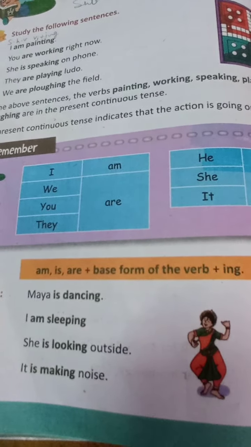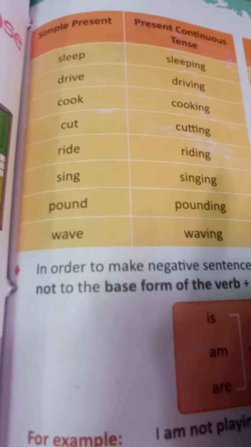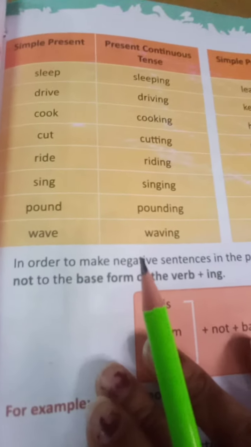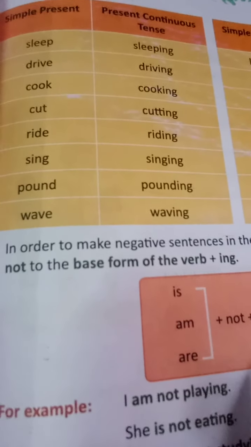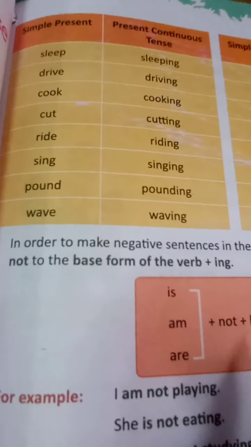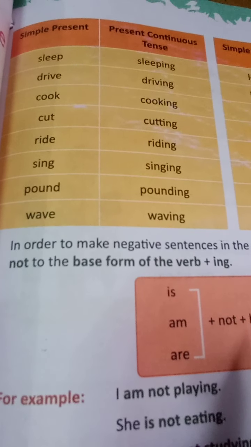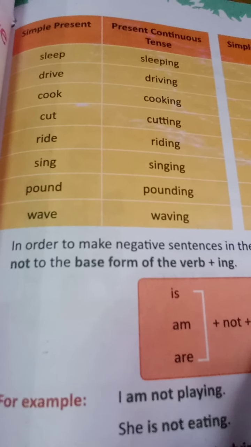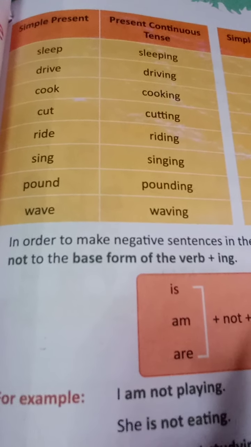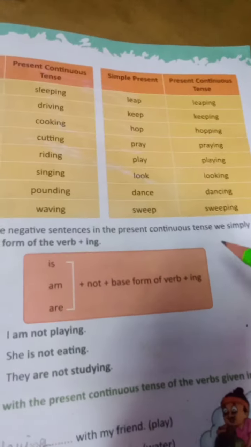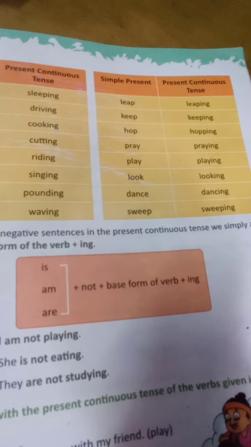Now see simple present tense and present continuous tense. Simple present tense में we use base form of verb and in present continuous tense we use ing with base form of verb. For example, sleep sleeping, drive driving, cook cooking, cut cutting, ride riding, sing singing, pond ponding and wave waving. Like this you will read this form verb जो है verbs.